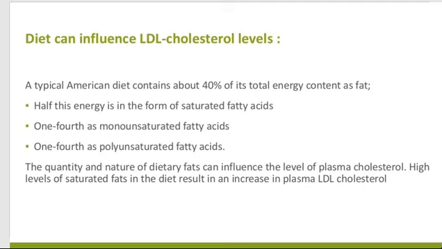Diet can influence the LDL cholesterol level. A typical American diet contains about 40% of its total energy content as fat. Half this energy is in the form of saturated fatty acid, one-fourth as monounsaturated fatty acid, and one-fourth as polyunsaturated fatty acids. The quantity and nature of dietary fats can influence the level of the plasma cholesterol. High level of saturated fats in the diet results in the increase in plasma LDL cholesterol.